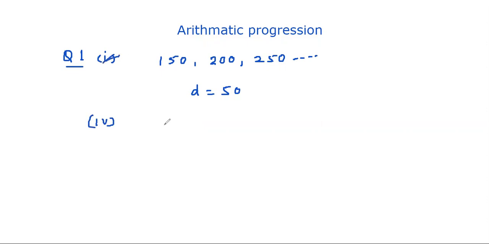The amount of money in the account every year when rupees 10,000 is deposited at compound interest. In case of compound interest, it will not be an AP because every year the interest will be different. So we can say it is not an AP. Now let's go to question number 2.